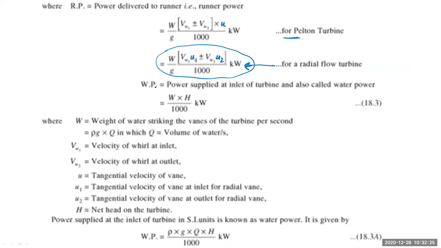And this WP is your water power, that is the weight of the water striking the vanes per second, represented by capital W, into your height H, that is your net head. So you can put this in a ratio and you will get your hydraulic efficiency. The terminologies and nomenclatures are written over here.